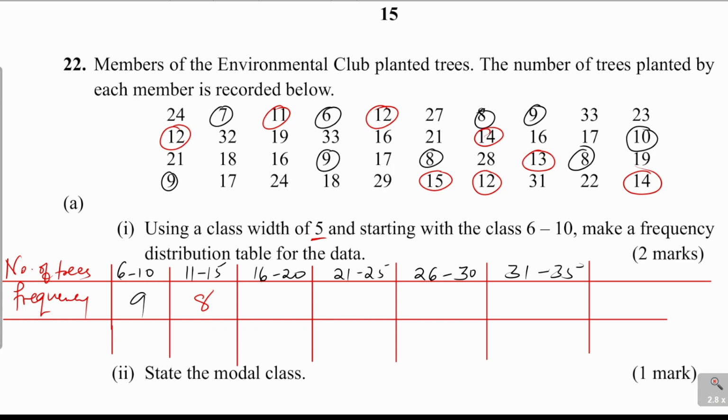Then 16 to 20, any value that is between 16 to 20, I circle. Let me count how many they are.